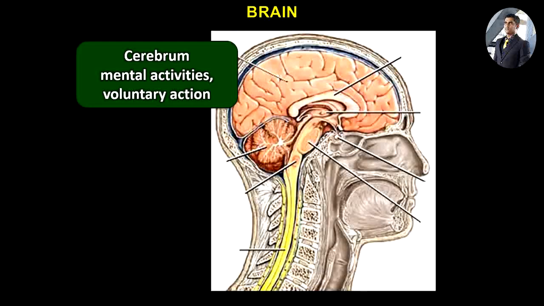So cerebrum controls mental activities and all voluntary actions of the body. It is also the largest component of the brain. So this is the cerebrum.